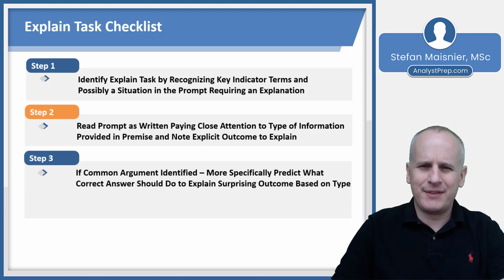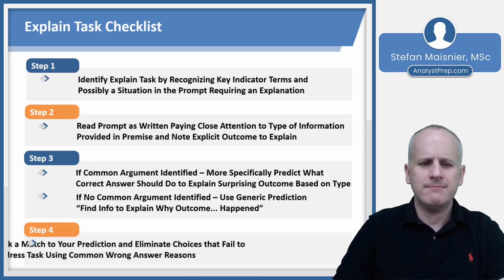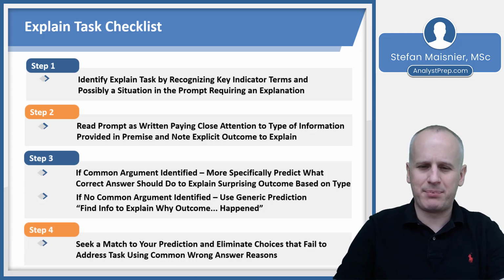If you have a common argument that is identified, you can more specifically predict what the correct answer should do to explain that surprising outcome based on the type. But if no common argument is identified, you'll just use the generic prediction, apply information to explain why this outcome, whatever it is, happened. And of course, seek a match to that prediction, and then eliminate answer choices that fail to address the task of explaining what the outcome was using your common wrong answer reasons.